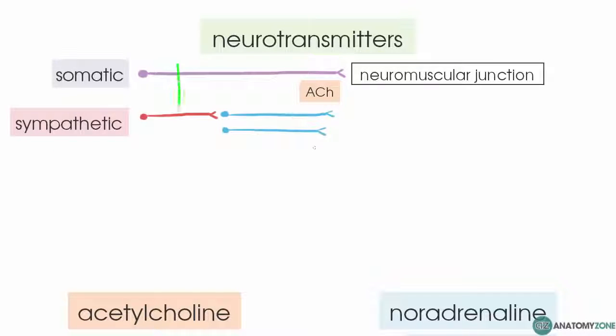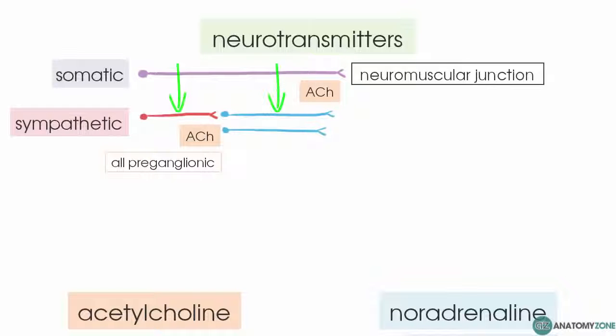What I've drawn here is a representation of the sympathetic nervous system. We've got the preganglionic neuron and the postganglionic neuron, the preganglionic neuron in red and the postganglionic neuron in blue. The neurotransmitter released at the preganglionic neuron in both the sympathetic nervous system and the parasympathetic nervous system is acetylcholine.